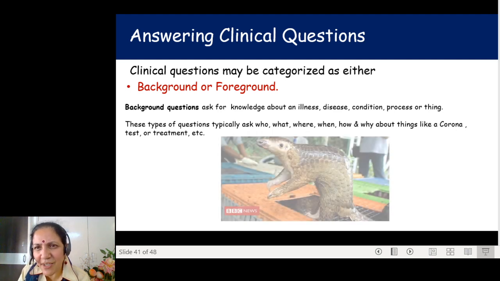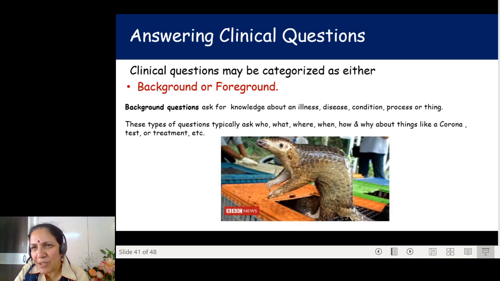Just to take, for example, Corona. In Corona, what had happened? So, Corona, where was it? Where did it start? It started in Wuhan. How did it go? Probably pangolins were responsible for shift of virus from bats to humans. So these are the type of background questions.